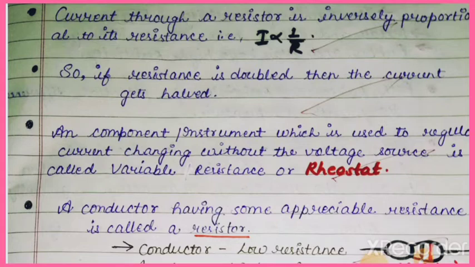So directly proportional means that when one gets double, the other also gets double, and when one gets half, the other gets half, right? So this is the difference. If resistance is double, then the current gets half, because I is inversely proportional to R.